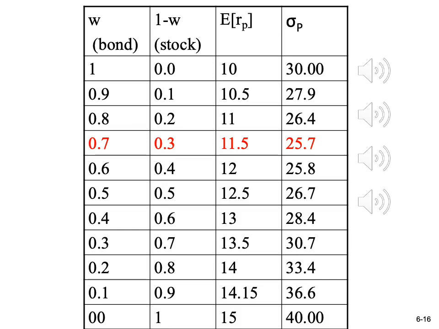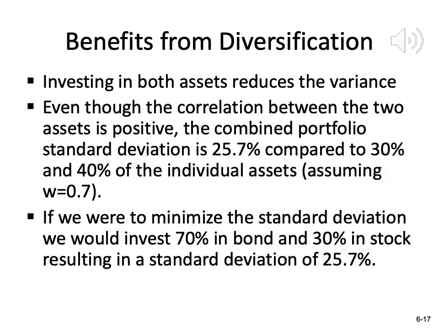again, right? So if you look at the sigma p, we start from 30%, reduce to 25.7%, then it increased to 40% again, which means the portfolio's return is linear in the weight W, but the portfolio's standard deviation or the risk is not linear in the weight W. We always talk about the benefits from diversification, but what exactly is the benefit from diversification?